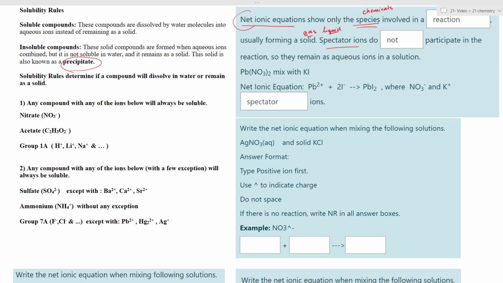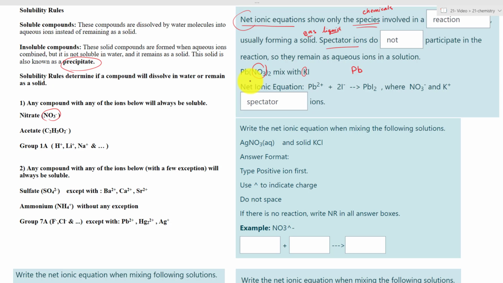So let's look at this example right here. We have lead nitrate mixed with potassium iodide. Right now we know that nitrate is always soluble, and of course potassium iodide is soluble as always. So what does that really tell you? Well, if it's soluble, it's going to break down into ions, and I'm going to write that right here.